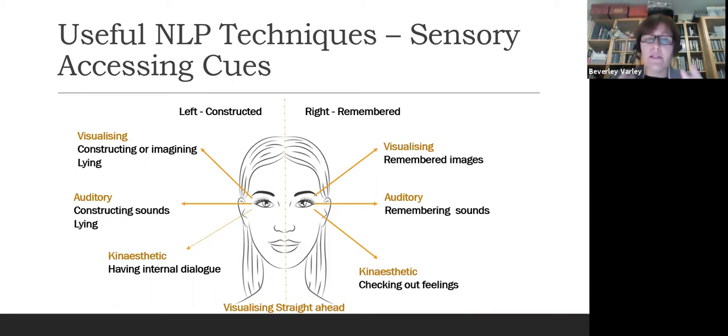If you look at this picture of the young lady's face, what she's doing on the left is imagined or constructed. It's nothing she's experienced before. If you look at the cues on the right, it's what's happened to her before. Okay, so if I ask you, have you ever told a lie? Which way are your eyes going? Think about that. Have you ever told a lie?